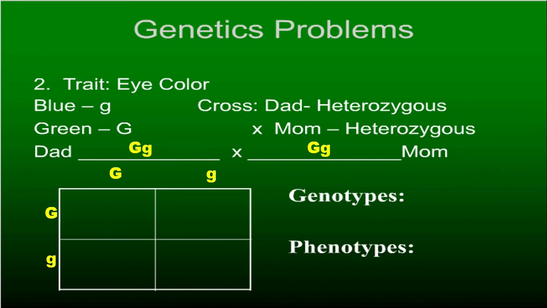So if we cross the genotypes of the parents, the first box would result in both capital letter G. The second box would result in one capital letter G and one small letter G. And then the other one, capital letter G and one small letter G. And the fourth box, both were expressed in small letter G.